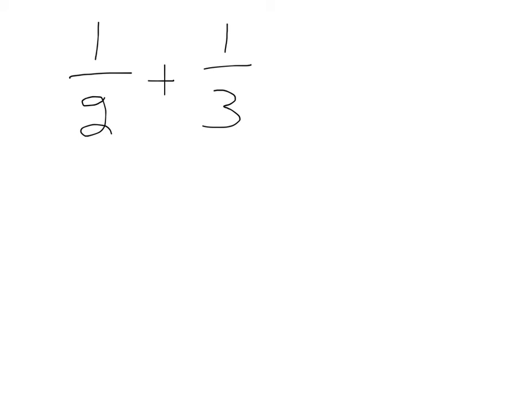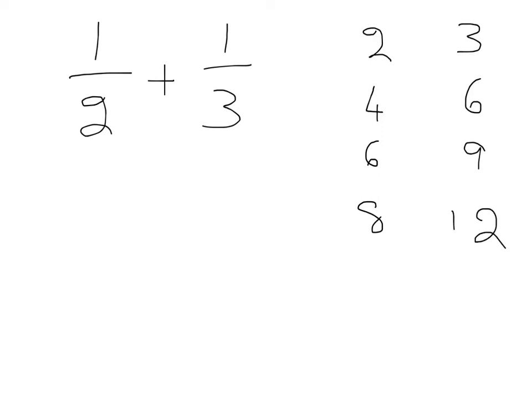table have in common. So if we write out the 2 times table, we go 2, 4, 6, 8. 3 times table, 3, 6, 9, 12. The first number that is in both is 6. So we want to convert these equivalent fractions. We're going to change a half into sixths and a third into sixths. So our new bottom number is going to be 6.